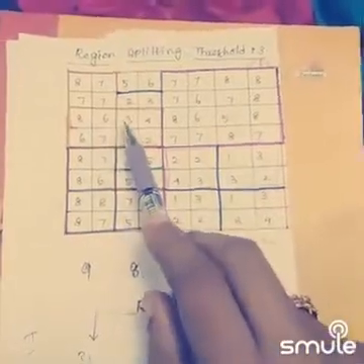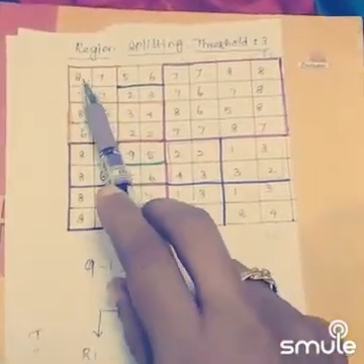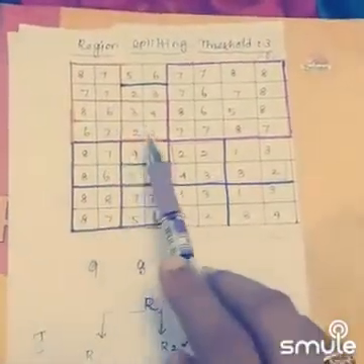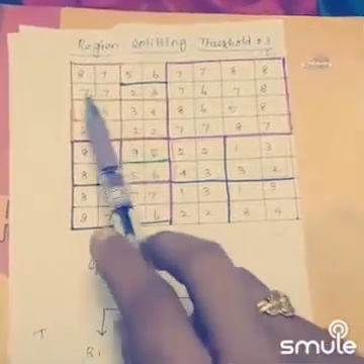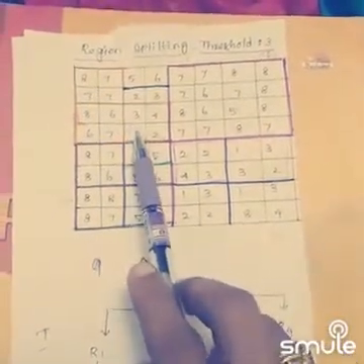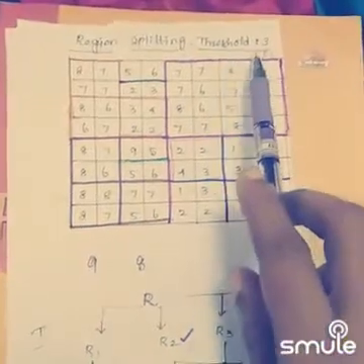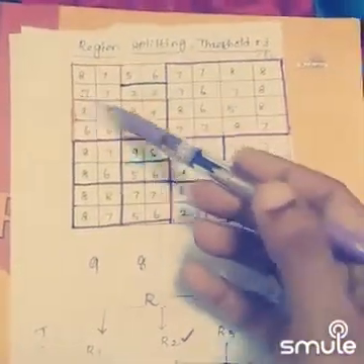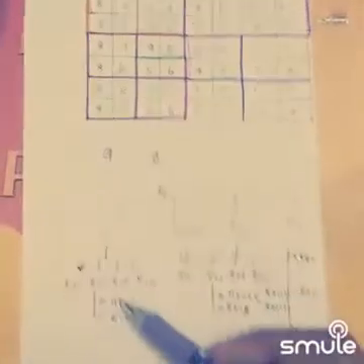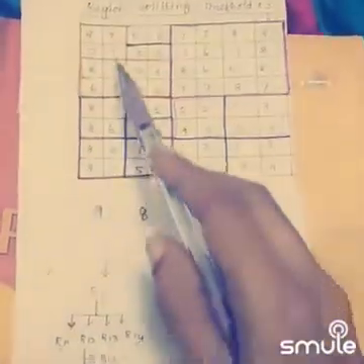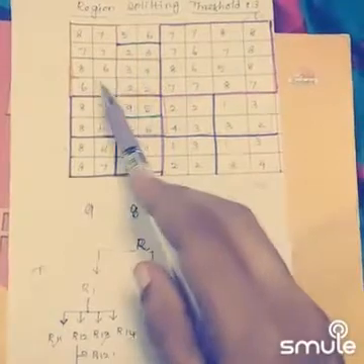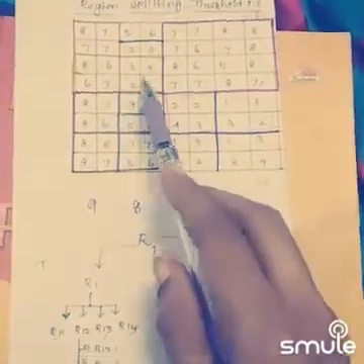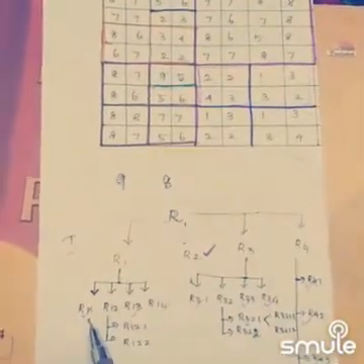So this is R1. What is the maximum intensity? 8. And the minimum intensity is 2. Now you have to check: 8 minus 2 is 6. That difference is not less than or equal to 3, so you need to split this one again. R1 should be divided into 4 regions: R11, R12, R13, R14. That's what I've written here.